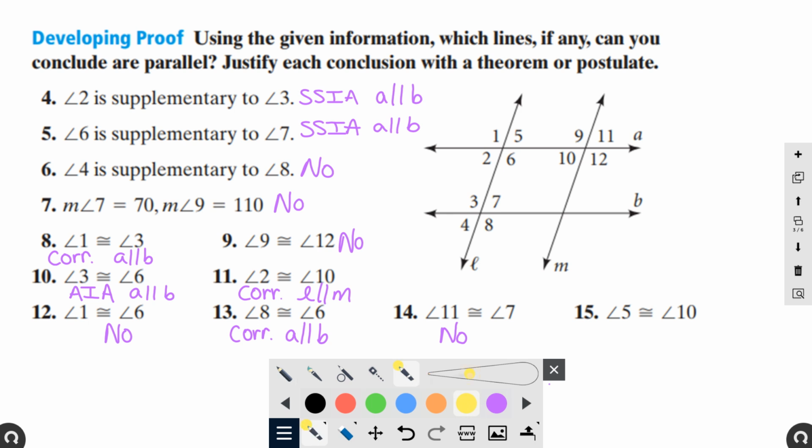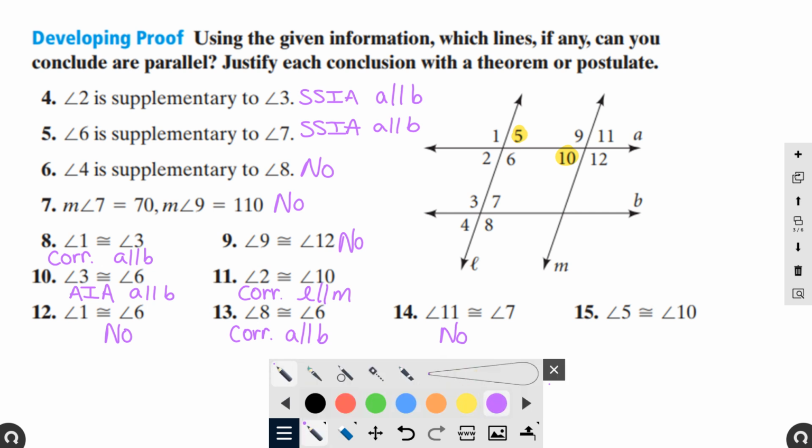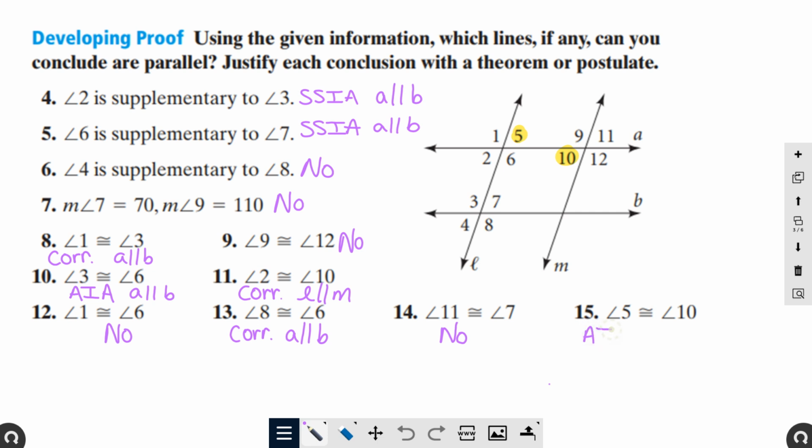Okay, so our last one is 5 and 10. Here's 5, here's 10. They are alternate interior. What do you have to do with your paper? Turn it sideways in order to see it. So if I have to turn my paper sideways, what lines are parallel? L and M.